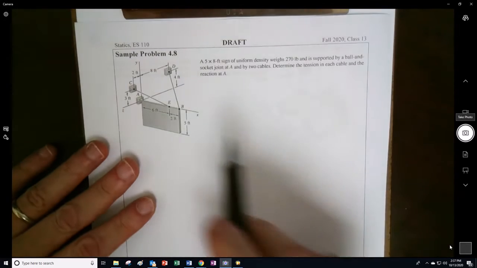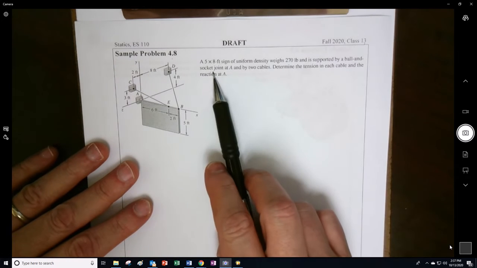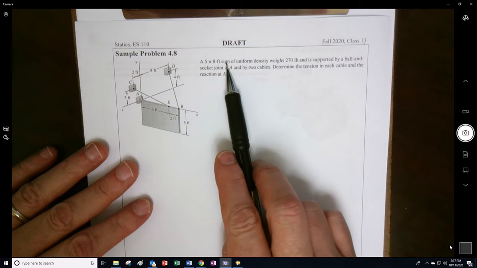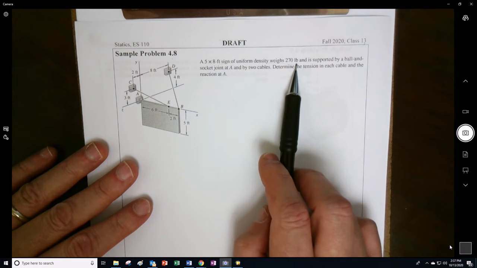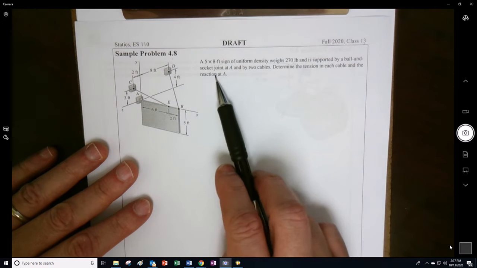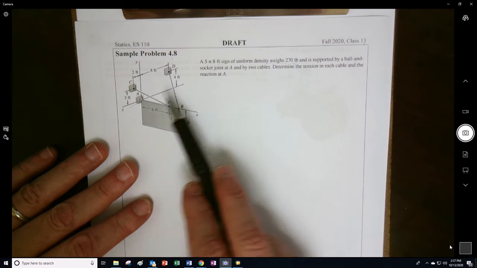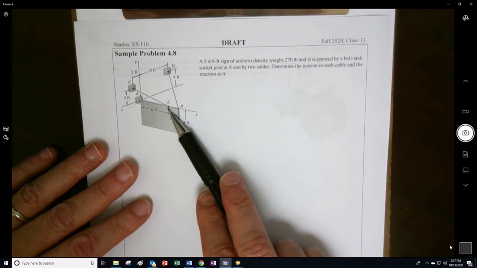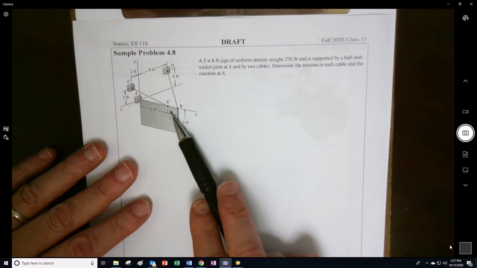All right, here is example problem 4.8 from class 13. It's a 5.8 foot sign. It's a pretty big sign of uniform density and 250 pounds, and it's supported by a ball and socket joint at A right here. That means there's no moment carried here, but it supplies a reaction force in all three directions, and it's supported by two cables. Determine the tension in each cable and the reaction at A.